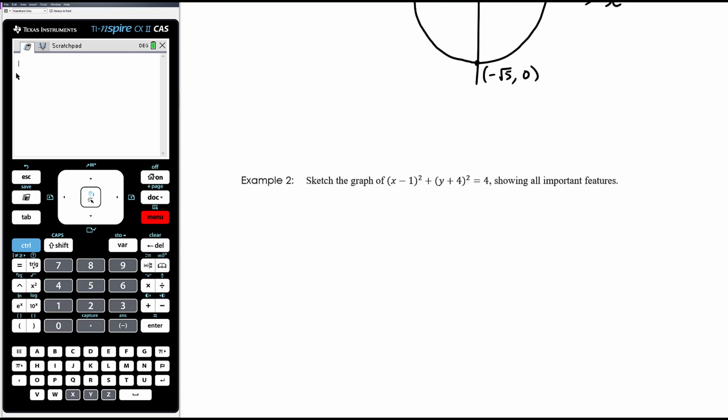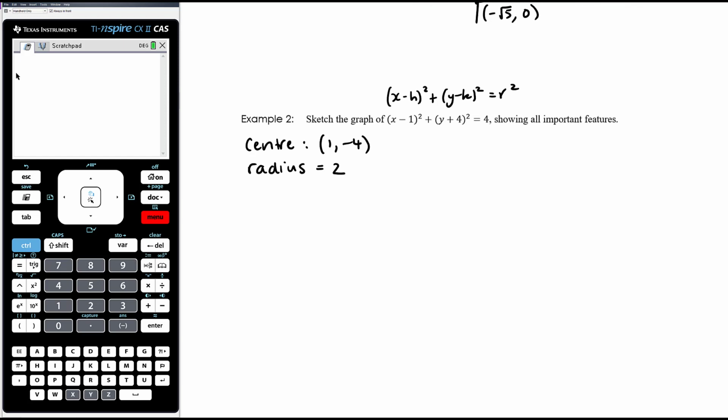Okay, let's have a look at example 2. Sketch the graph of (x minus 1) squared plus (y plus 4) squared equals 4. So remember, (x minus h) squared plus (y minus k) squared equals r squared has centre at (h, k) and radius of r. So here h is 1, k is negative 4. The centre is at (1, negative 4), and the radius is the square root of 4, and so that is 2. Okay, so let's plot that out.